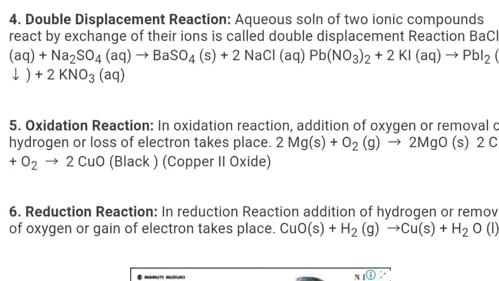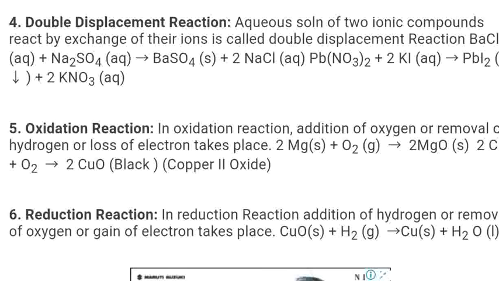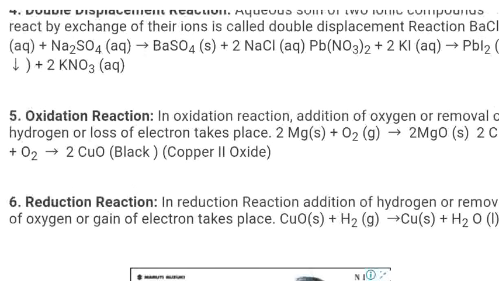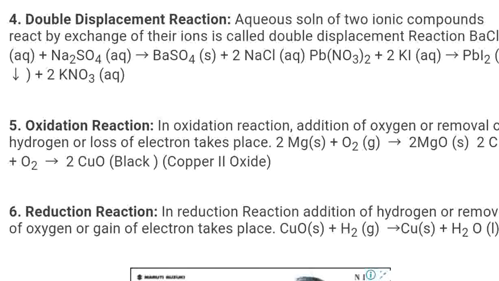Here what happens, BaCl2 and Na2SO4 react and BaSO4 and 2NaCl is formed. Okay, so this is a double displacement reaction. Let's take another example of lead nitrate. Pb(NO3)2 reacts with 2 KI.